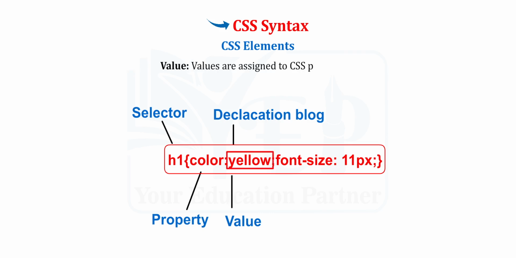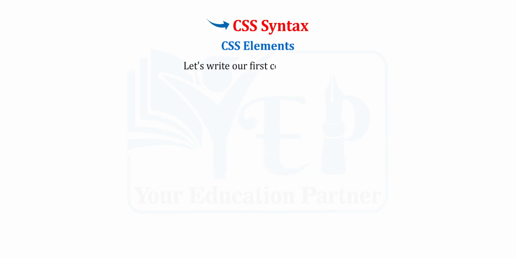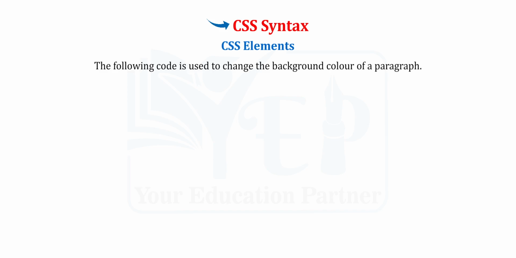Values are assigned to CSS properties. In the above example, value yellow is assigned to color property. Let's write our first code with CSS. The following code is used to change the background color of a paragraph.